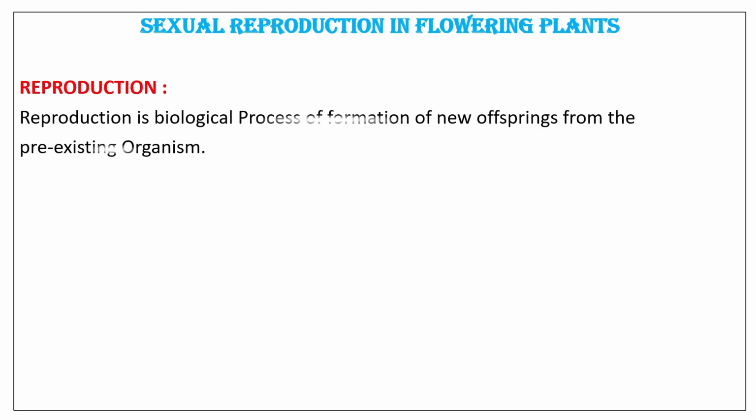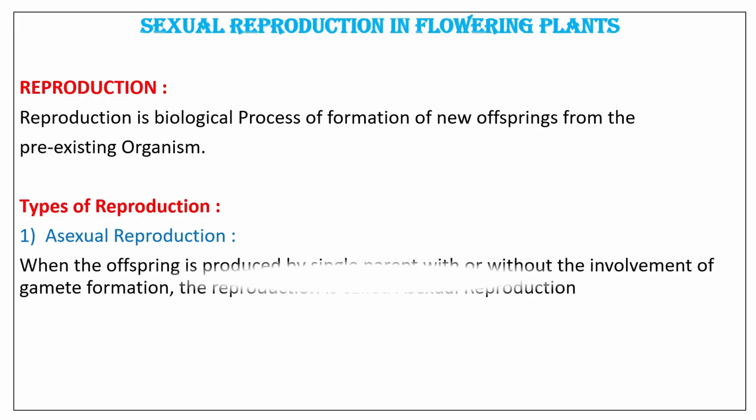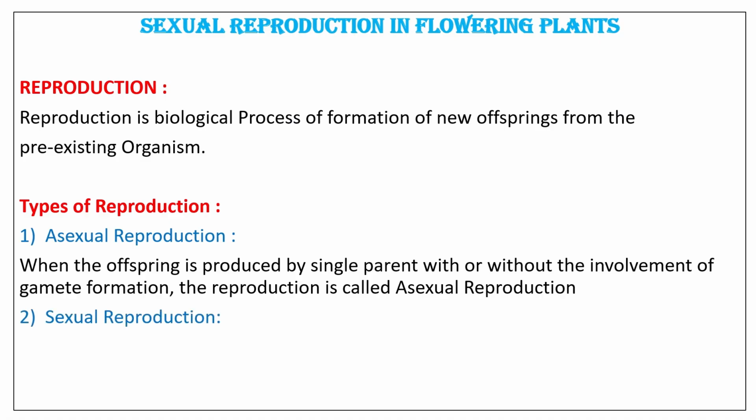Reproduction is the biological process of formation of new offspring from pre-existing organisms. Types of reproduction. 1. Asexual reproduction. When the offspring is produced by a single parent with or without the involvement of gamete formation, the reproduction is called asexual reproduction.